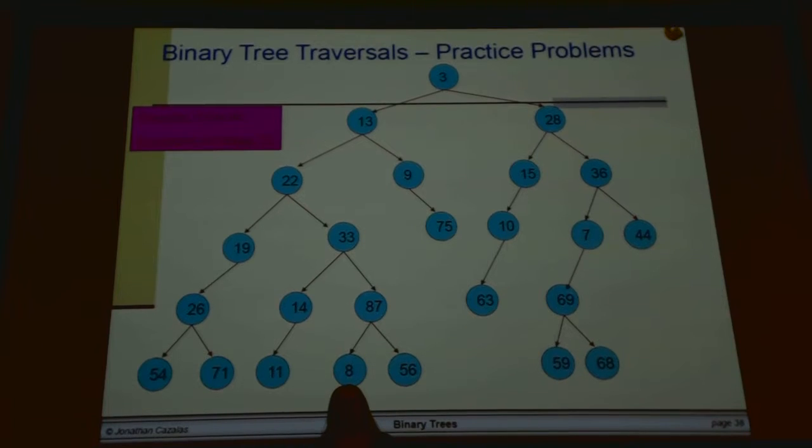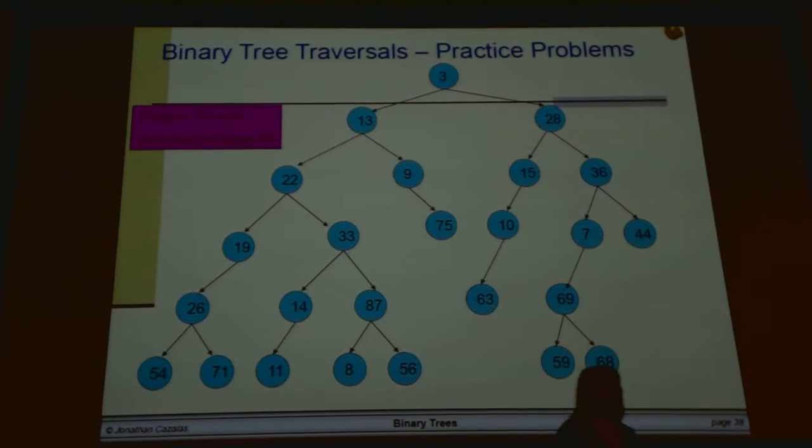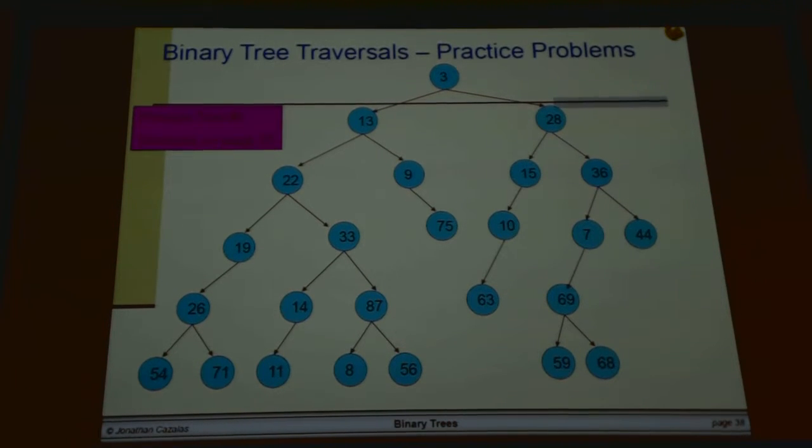Does our 19 have a right? No. So are we done with that level? Yes. Okay, so we go up to the 22. Does the 22 have a right? Yes. What's its value? 33. So we're going to print that one next.